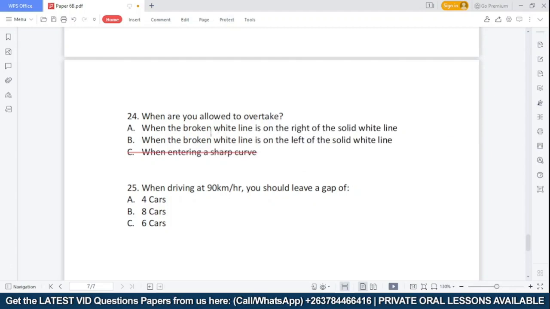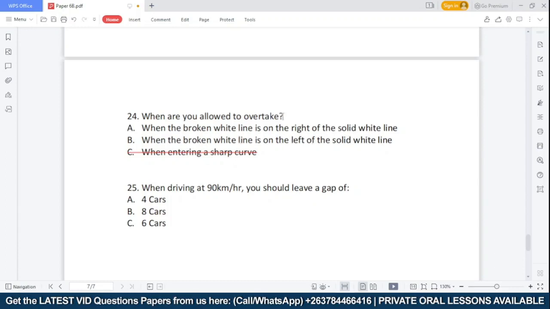We are left with the broken white line and the solid white line. We know that if the solid white line is on our side, it means that we are not allowed to overtake. If the broken white line is on our side, it means that we are the one allowed to overtake. So is it to the left side or to the right side? If it's on our side, it means that it is to the right side, right? So when the broken white line is on the right of the solid white line. No, that's not correct. When the broken white line is to the left of the solid white line.